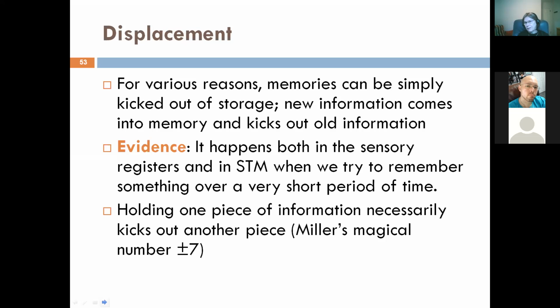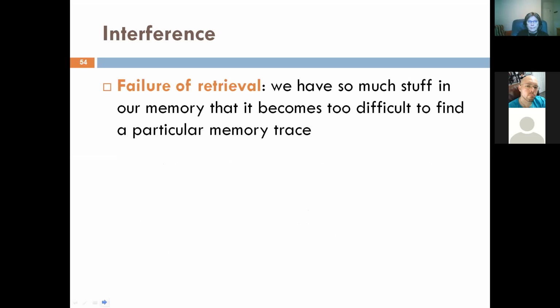Well, again, 7 plus or minus 2 pieces of information. If new stuff comes in, it needs space. It needs to go somewhere. So it's going to displace the old stuff. The one that we really want to talk about, and I think that's what we will start with next time, is the theory of interference.